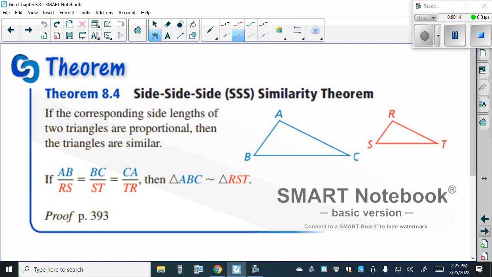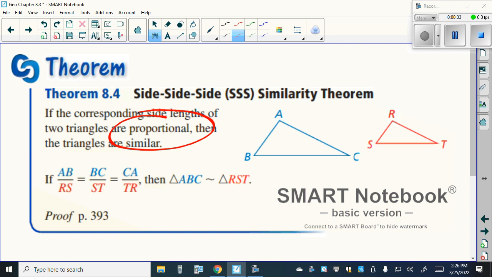Now what we're looking at today is showing that two triangles are similar by side-side-side similarity. Now we're not saying that their side lengths are going to be congruent, but the side lengths are going to be proportional. So if we divide the side lengths and get the same proportion, then they're going to be similar.